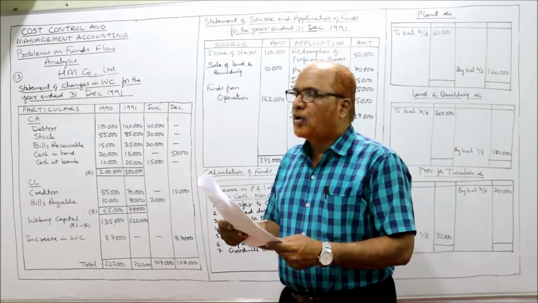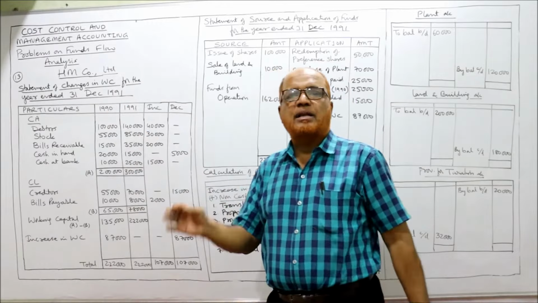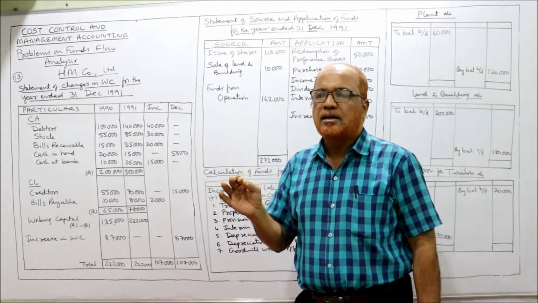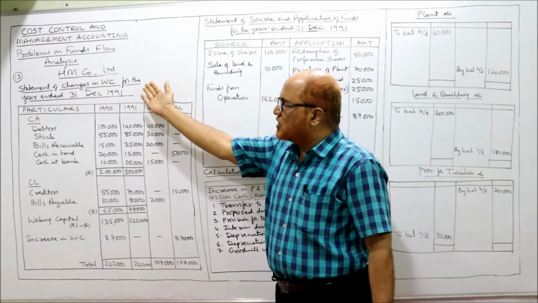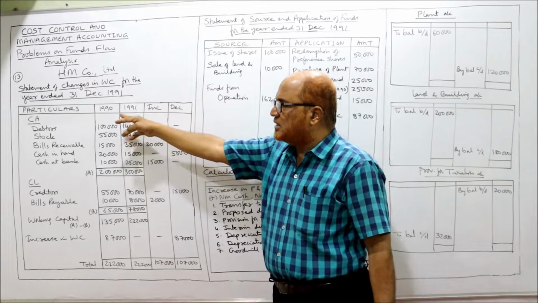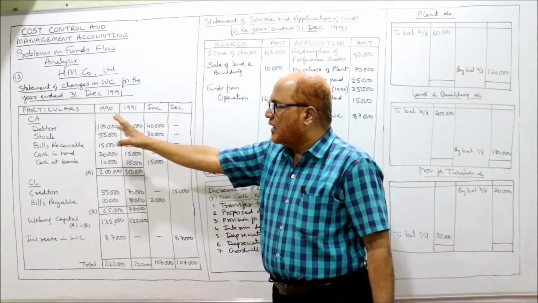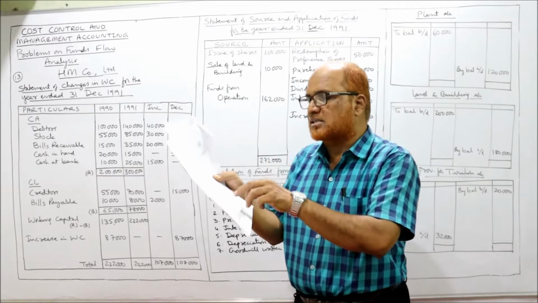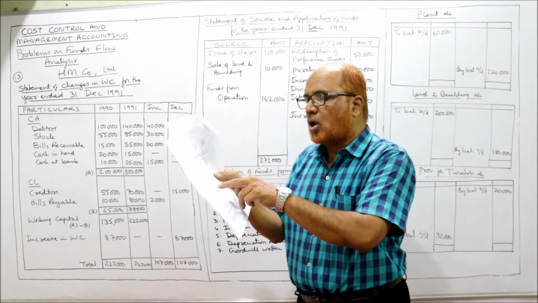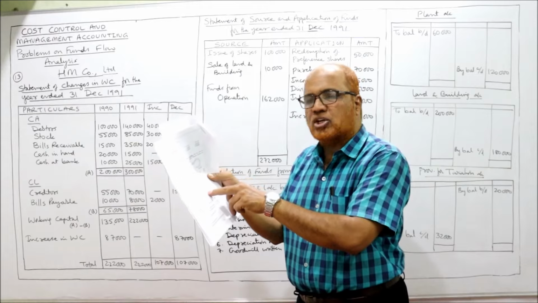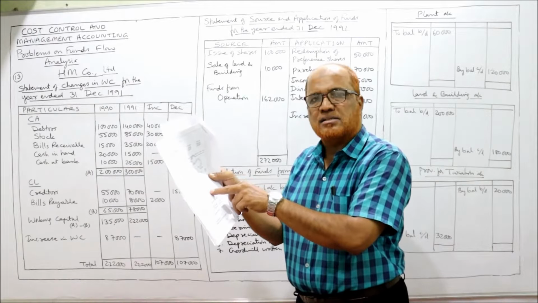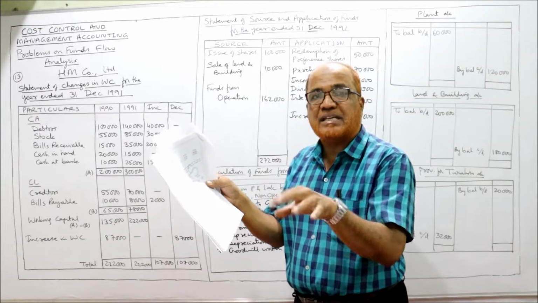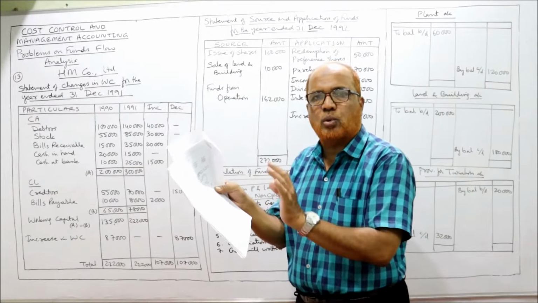First of all, we have to make the statement of changes in working capital by taking only current assets and current liabilities. So you can see what is the heading, statement of changes in working capital for the year ended. 1990 last year, 91 current year. Current assets. Now see the balance sheet, asset side, what are the current assets? That is debtors, stock, bills receivable, cash in hand, cash at bank. These are the current assets. Goodwill, land and building, plant. These three are the fixed assets. Don't take fixed assets, only current assets.